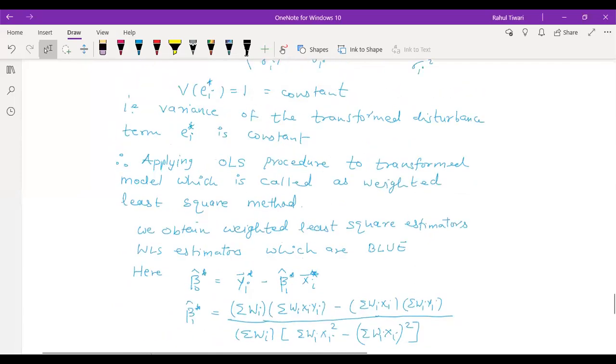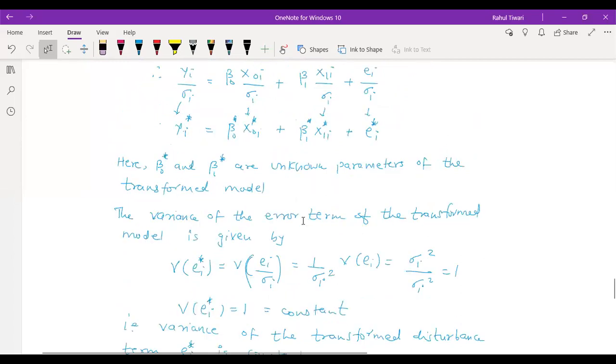So take a 5 minute break. We become fresh. Then we go to the next part, which is called multicollinearity. Okay, so take a 5 minute break, and we'll be back in 5 minutes.